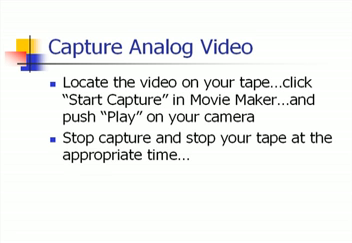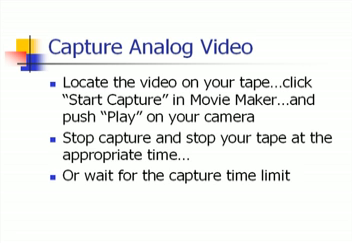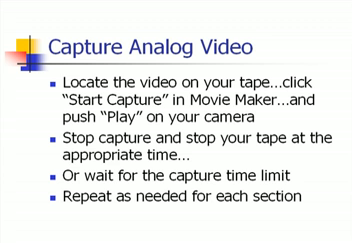Or, if you've selected the Capture Time Limit checkbox, wait for the specified amount of time for video to be captured, and then press the Stop button on your analog camera or VCR. Repeat the previous steps for each part of the videotape you want to capture. When you've finished capturing, click Finish to close the video capture wizard.